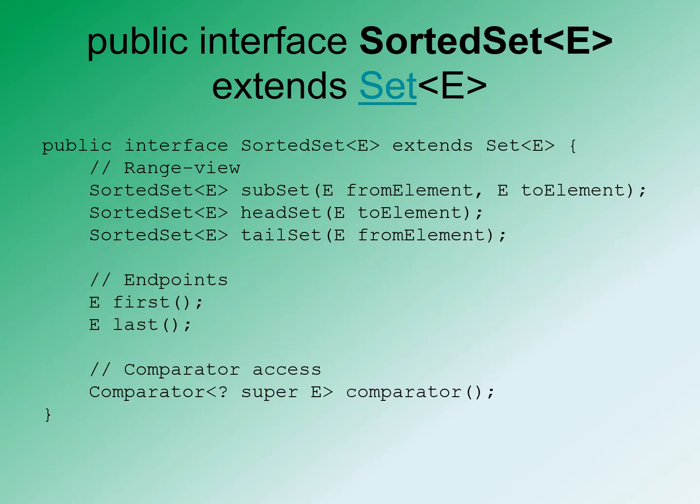This is the implementation of SortedSet. We have a few methods. As you can see, we have subSet, headSet, and tailSet methods. And also for the endpoints, we can use first and last methods. Comparator access is also present using the comparator method.